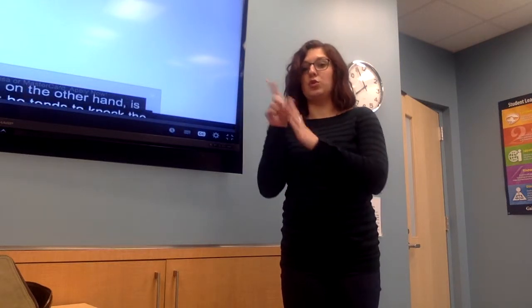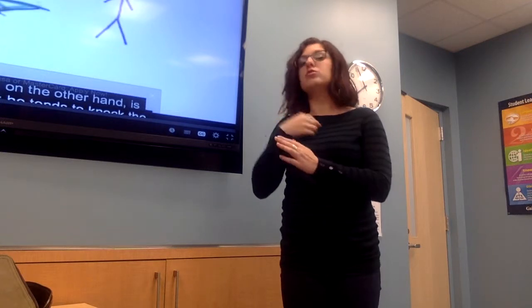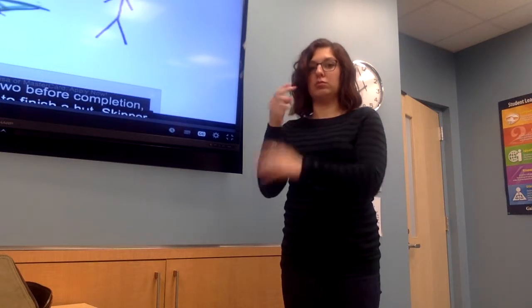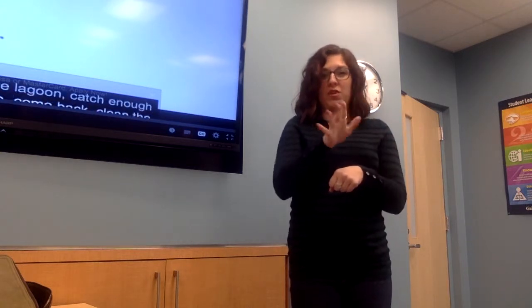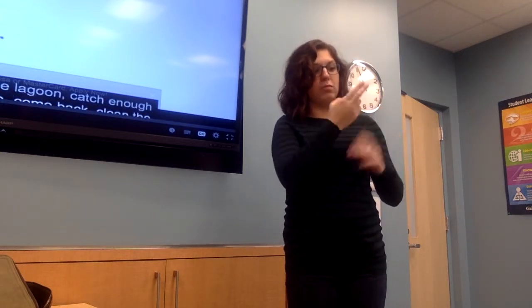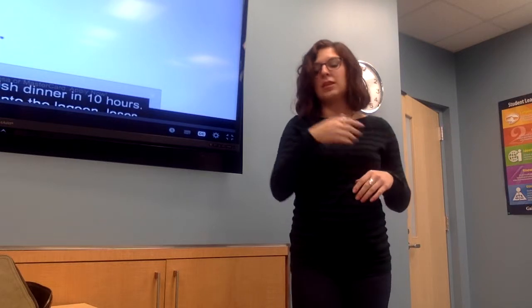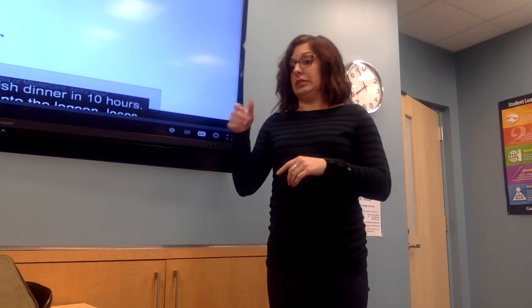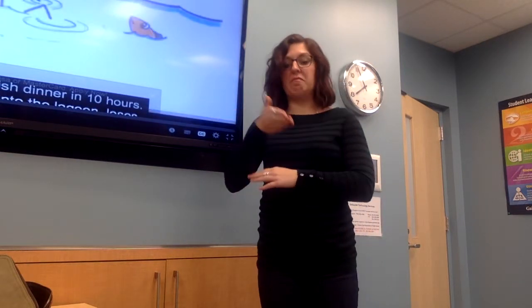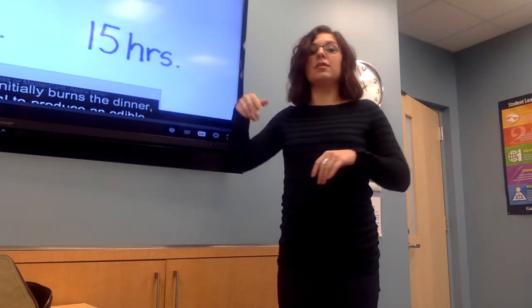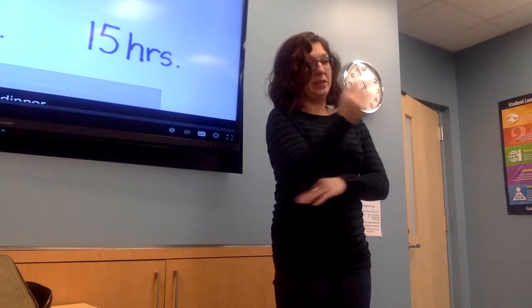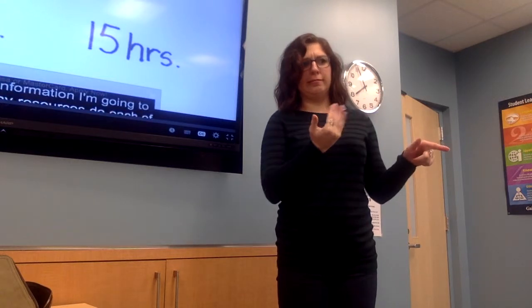Gilligan, on the other hand, is not very competent. He tends to knock the hut over a time or two before completion and takes 45 hours to finish a hut. Skipper can get down to the lagoon, catch enough fish for 7 people, come back, clean the fish, and cook the fish dinner in 10 hours. Gilligan? He falls into the lagoon, loses his equipment, and initially burns the dinner, taking 15 hours total to produce an edible fish dinner.